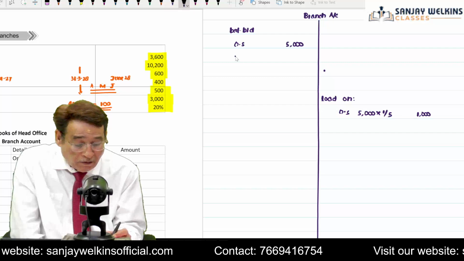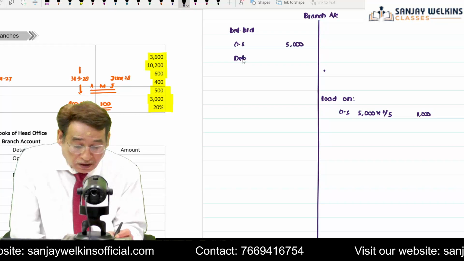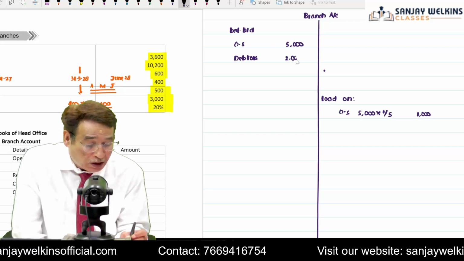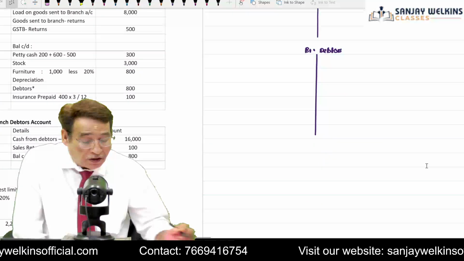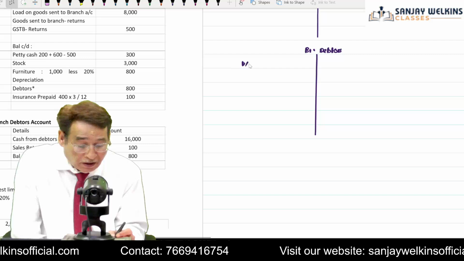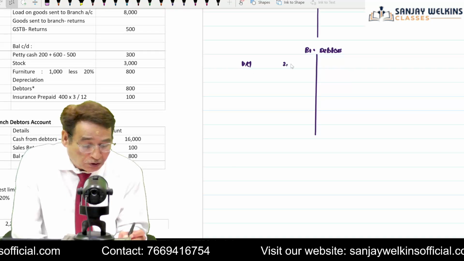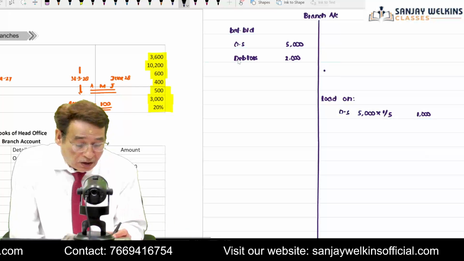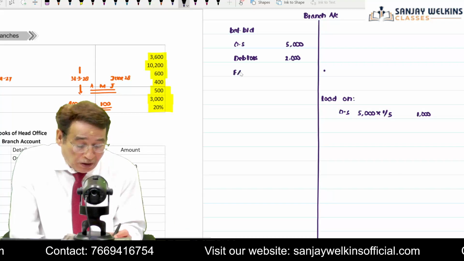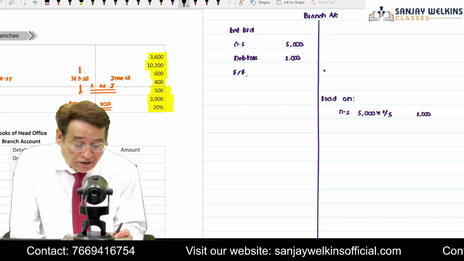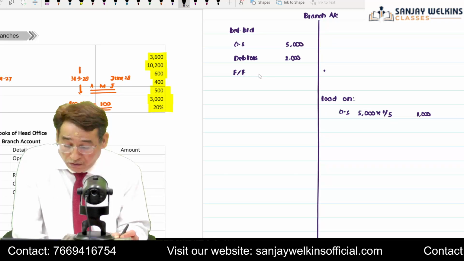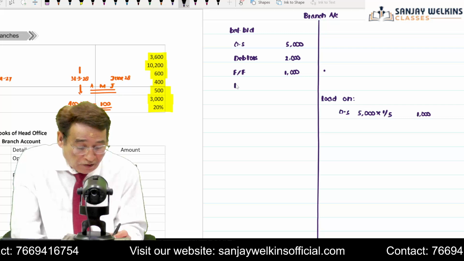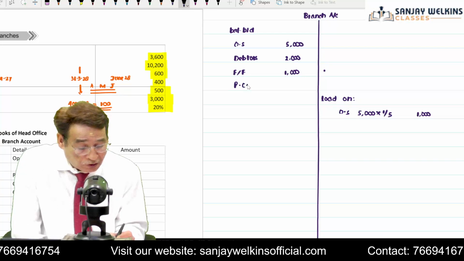Then we are being given debtors, so I will be writing here debtors. The amount of debtors given to us is 2,000, so I will be writing here 2,000. And because we are preparing the debtors account, in the debtors account I will be writing here balance brought down, that is equal to 2,000. Then the next one is furniture. In this particular question, we are being given the balance of furniture. In short form, I have written F/F. So the furniture amount is 1,000, and besides that, we are also being given petty cash. Petty cash is 200.